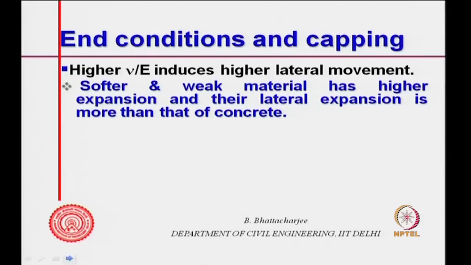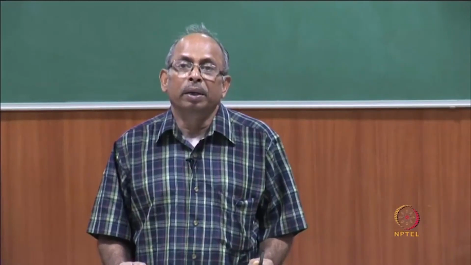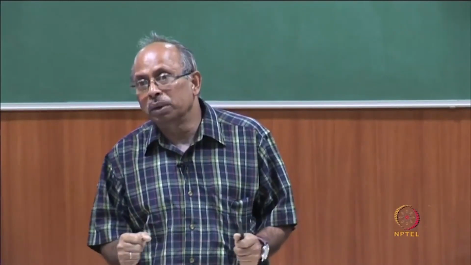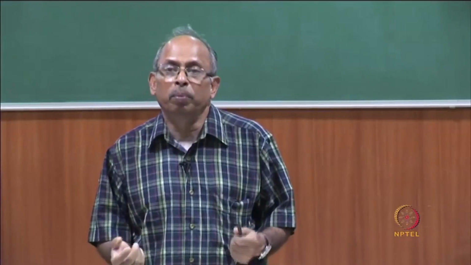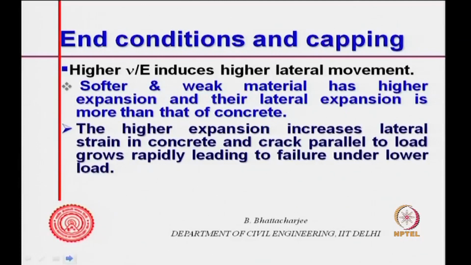So, softer and weak material has higher expansion, and their lateral expansion is more than that of concrete. Therefore, if that moves, concrete will automatically also move, and the Platen effect will get reduced significantly. Softer and weaker material will reduce it. The higher expansion increases lateral strain in concrete, and cracks parallel to the load grow rapidly, leading to failure under lower load.